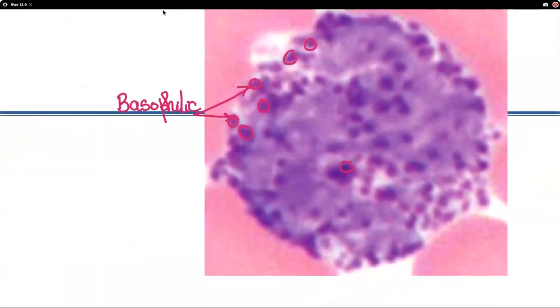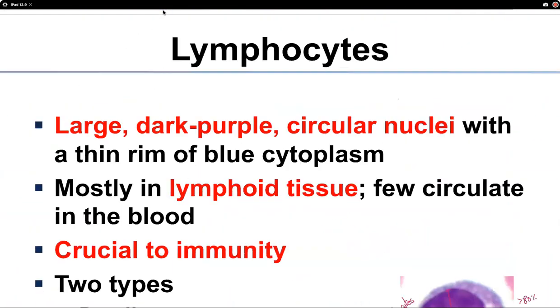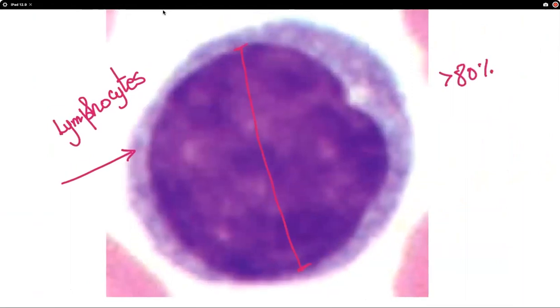If I'm looking at cells that have bluish or purple cytoplasmic granules, those are going to be my basophilic granules, and the cells here that we're looking at are the basophils. If I'm looking at a white blood cell that has a dark large nucleus that occupies around 80% of the size of the cell, this is a highly active immune cell, a highly active white blood cell. We call this my lymphocyte.